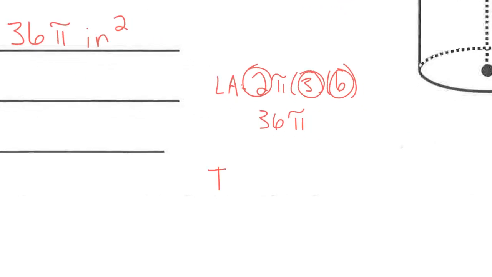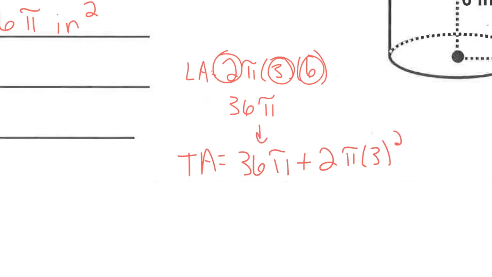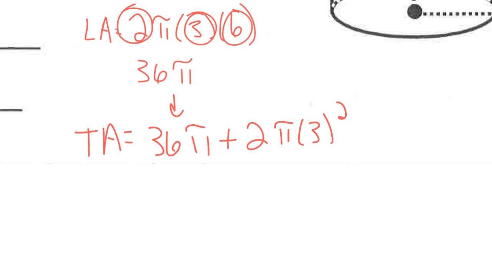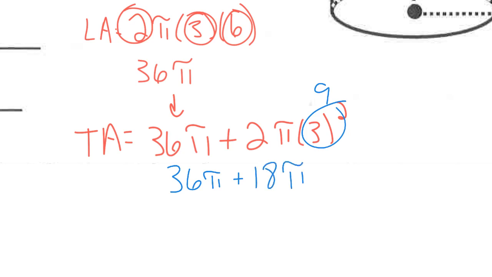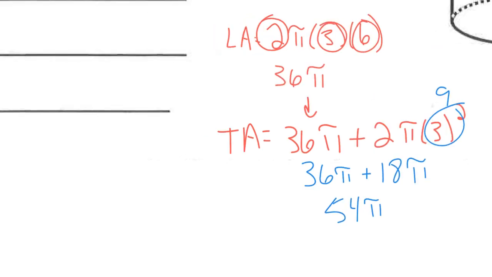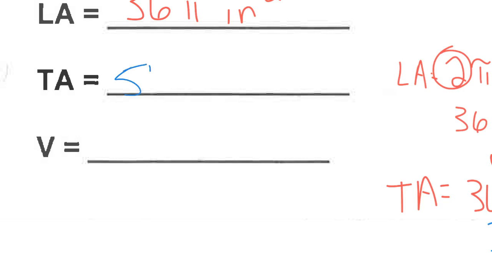Now we need total area. Well, we already found half of it, 36 pi. But if we look back up at the formula, it's plus 2 pi r squared. 2 pi times 3 squared. So I'm going to break this up into a couple of steps. Of course, you may not need to. That gives me 36 pi plus, well, 3 squared is 9. 9 times 2 is 18 pi. Now, since they both have pi, that's like adding 36x plus 18x. I got 54 pi, which of course is also inches squared.